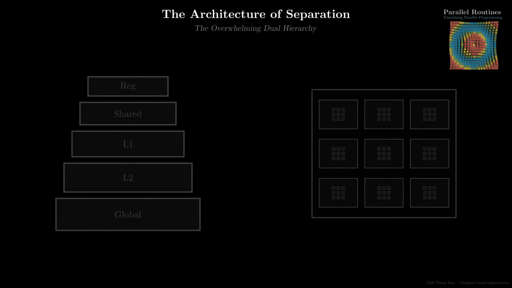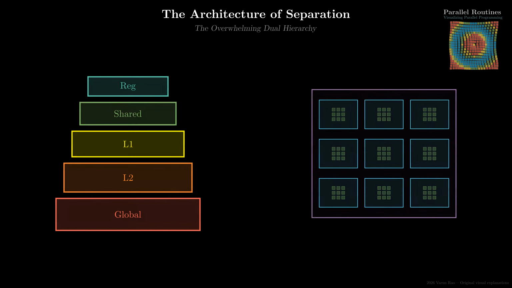Why are GPUs so complex? Let's find out. GPUs have massive hierarchies in both memory and execution. Memory spans from global memory down to registers, with each level trading capacity for lower latency. Execution spans from grids to blocks to threads, defining how parallel work is expressed.